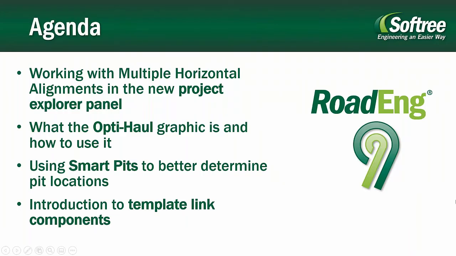Today's content, we are going to be showing you how to work with multiple horizontal alignments in our new Project Explorer panel. This is going to be done in RoadEng version 9. We're also going to be covering what the Opti-Haul graphic is and how to use it, how you can use smart pits to better determine your pit locations, and we're going to be giving you at the end a little bit of an introduction to template link components. With that, Dave, I'm passing it over to you.